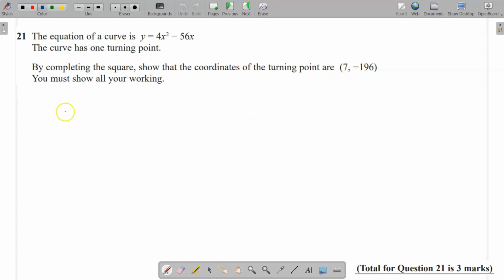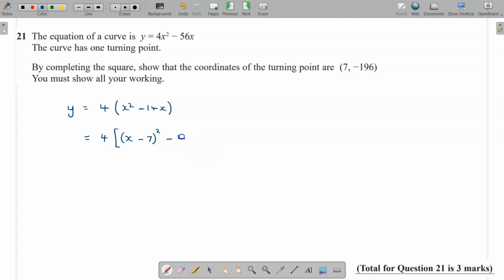So we start by just taking out the factor of 4. So y equals 4 times x squared minus 14x. Now, to complete the square, we halve the x coefficient and square it. So that's equal to 4 times, then I'm going to open a big square bracket here, and it's going to be x minus 7 all squared, which is going to give us x squared minus 14x plus 49.